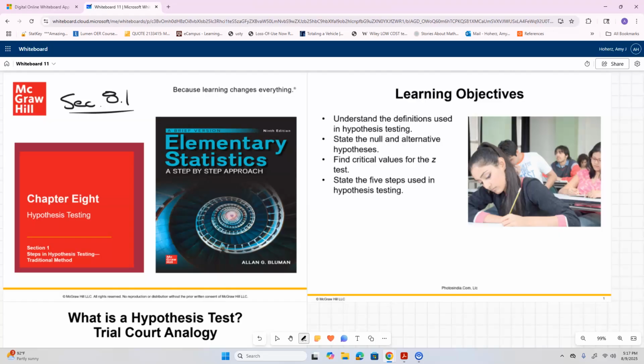So in this section, we're going to first talk about just the definitions and what a hypothesis test is in general. We're going to learn to state the null and the alternative hypothesis. We're going to learn how to find the critical values for the z-test, which is off of the same table that we were using for confidence intervals, so that should be pretty comfortable. And then we're going to learn the 5 steps used in hypothesis testing. In the traditional method, and also in the p-value method actually, there's 5 steps, and we're going to talk about those 5 steps in section 8.1. And then in section 8.2, we'll actually get into doing a hypothesis test.